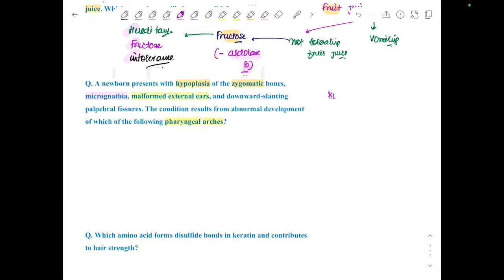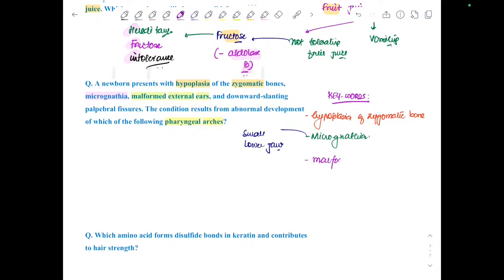Okay, so let us write the keywords first. Now here the child is having hypoplasia of zygomatic bone. Okay, then micrognathia. Micrognathia means small lower jaw. Then the third is malformed external ear, and usually they are small, and this is known as microtia. Right? Micro means small. So small ears.